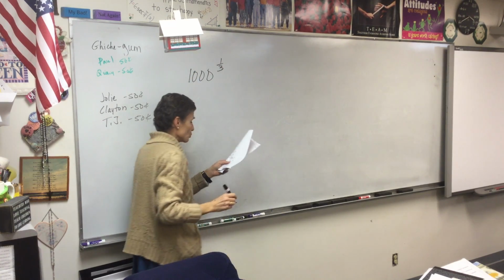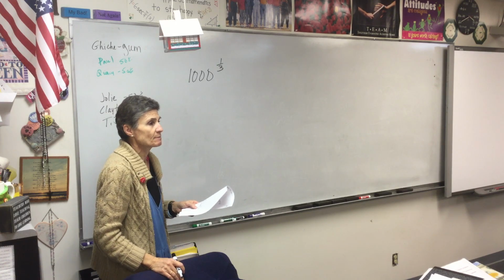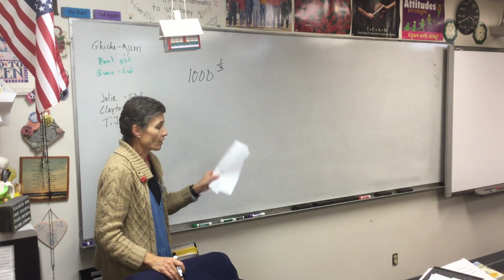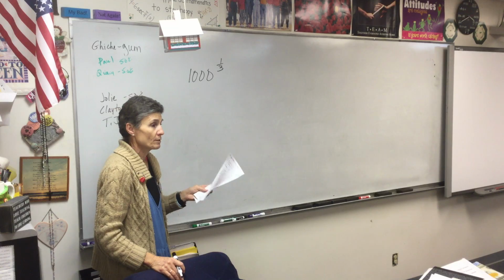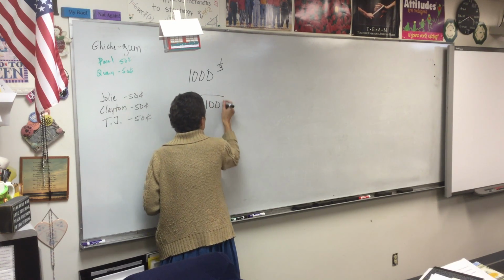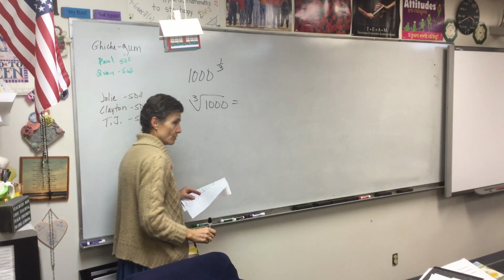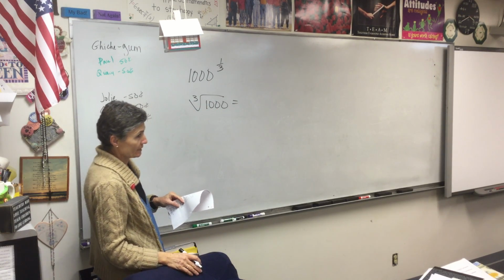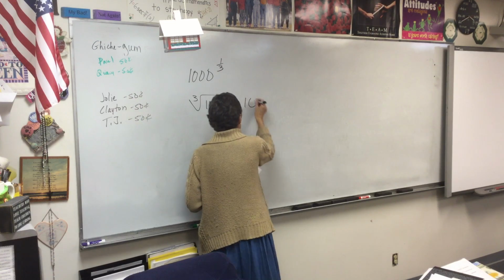All right, this is number 23, easy one. What does this mean? On our exponent worksheet, number 23. It means the cube root of 1,000. No calculator. You need to know the cube root of 1,000 is 10.